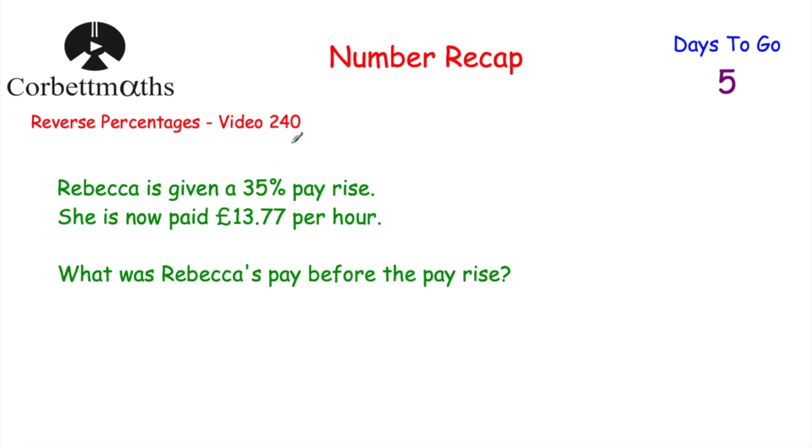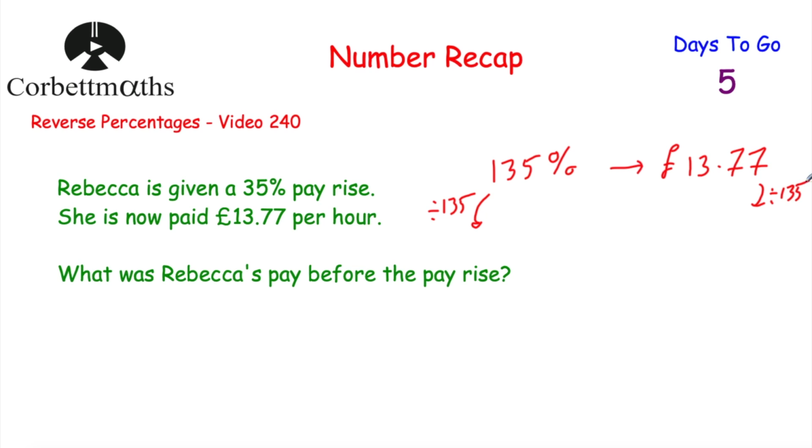So one approach is, she's been given a 35% pay rise. So she would have had 100% to begin with. If you increase that by 35%, you would have 135%. And that's equal to, in this case, £13.77. Now we want to find what her pay was before the pay rise. That's 100%. So I would divide both of these by 135.